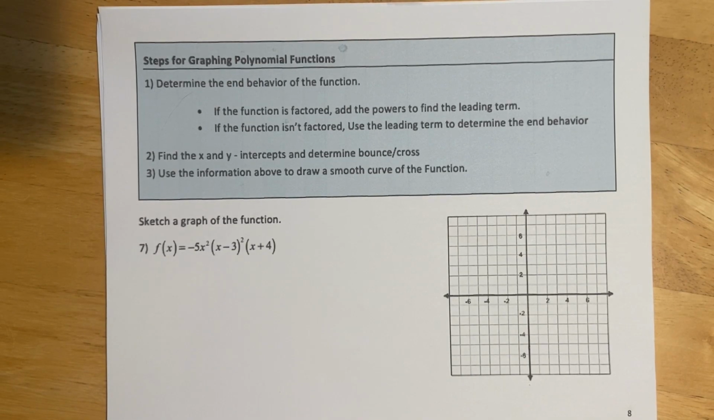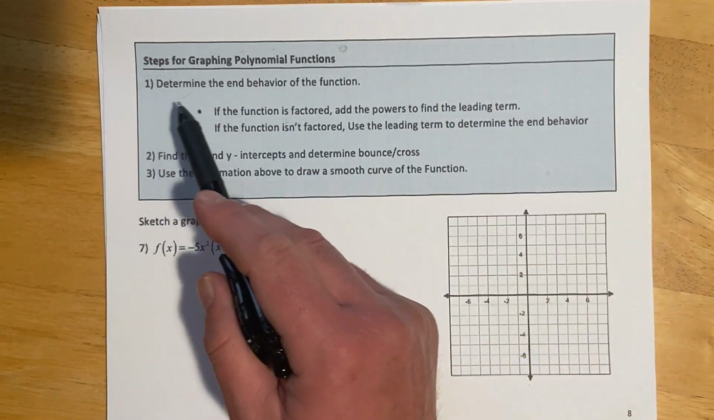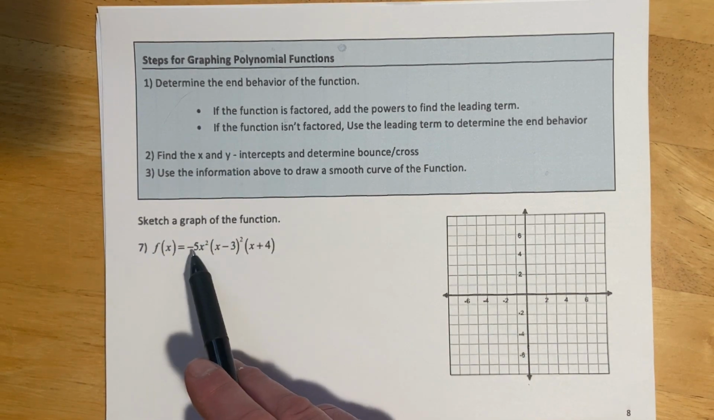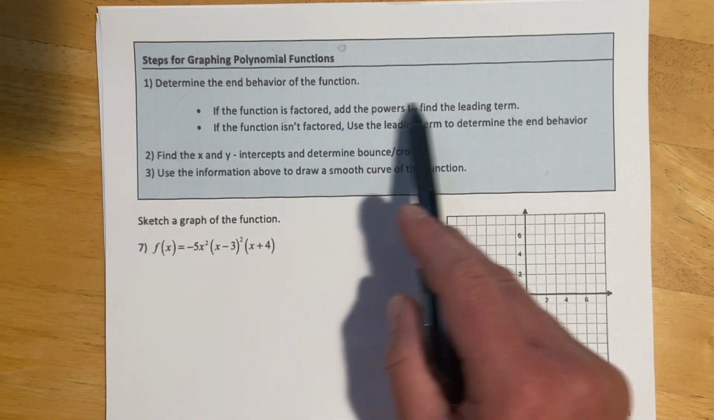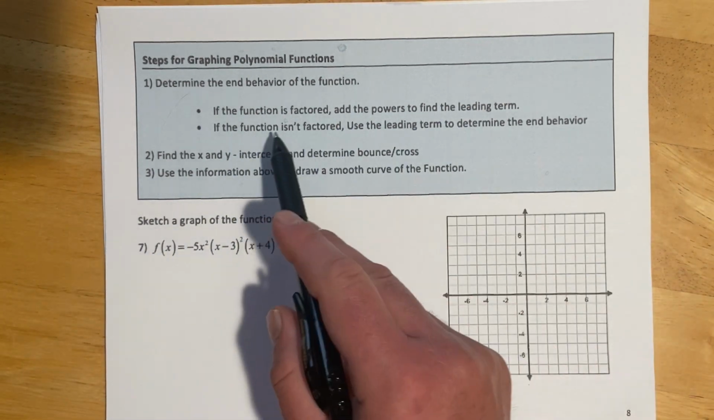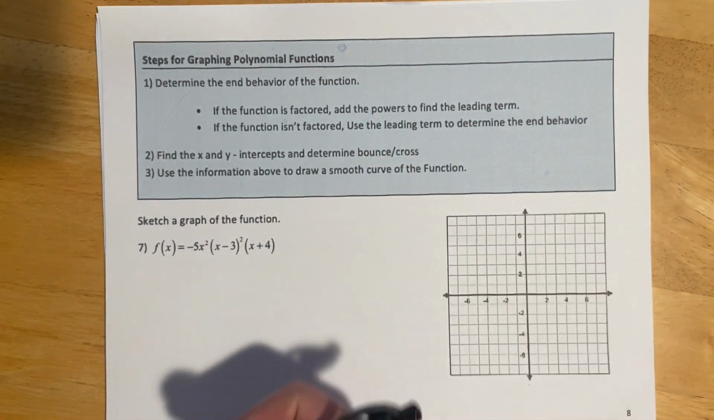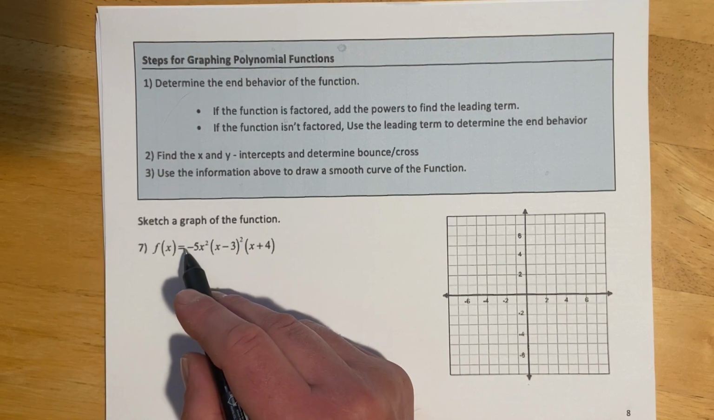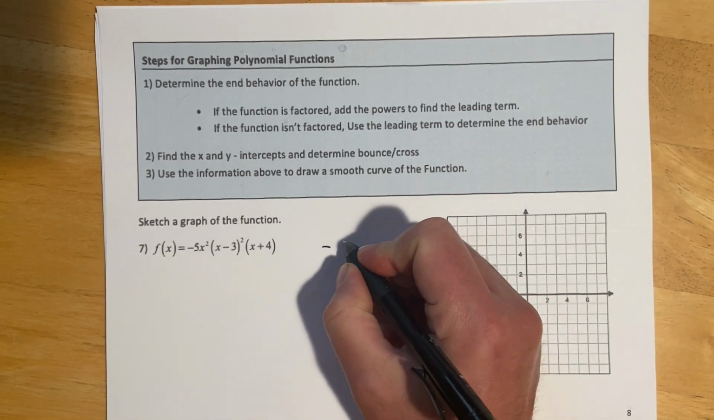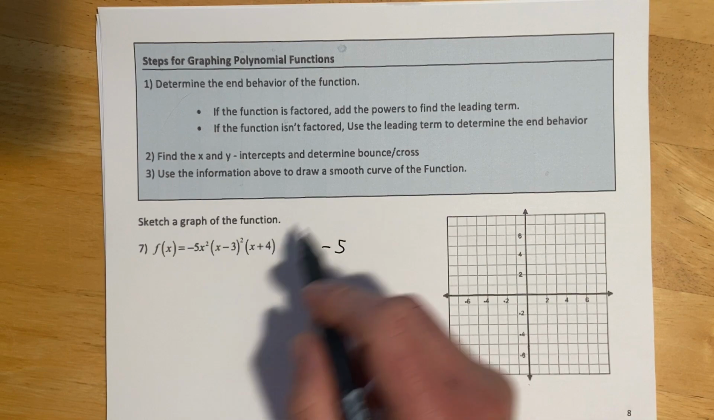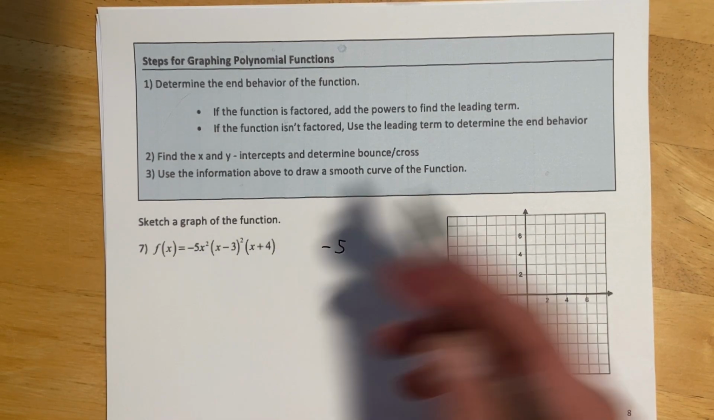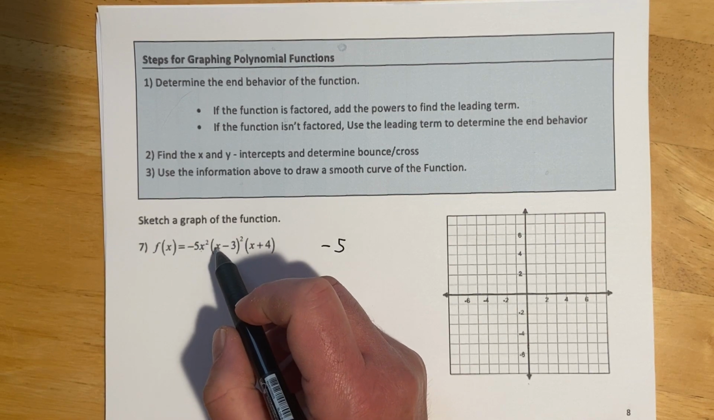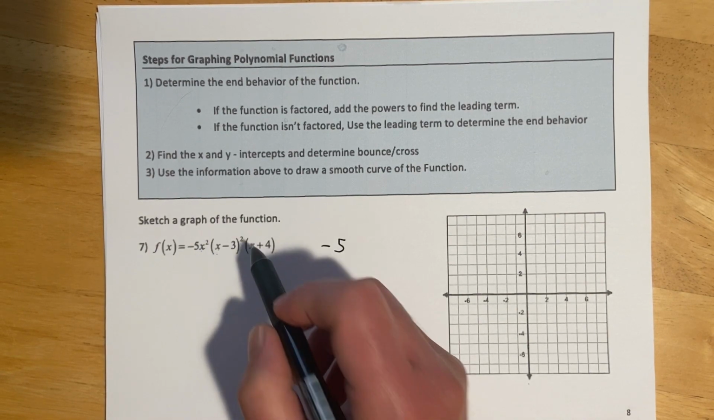Okay, so let's try this with an example. Let me go through the steps first. So the first thing we're going to do is figure out the end behavior, and to do that, if the function is already factored like this one, we're going to add up the powers to figure out the leading term. If the function isn't factored, then we just get to use the leading term. So this one is factored, so I'll just count up. I got a negative there. I'll write -5. Again, the 5 is not super important, but it's there. So -5, x squared, and this would be, so 1, 2, and then 3, 4, 5 x's.